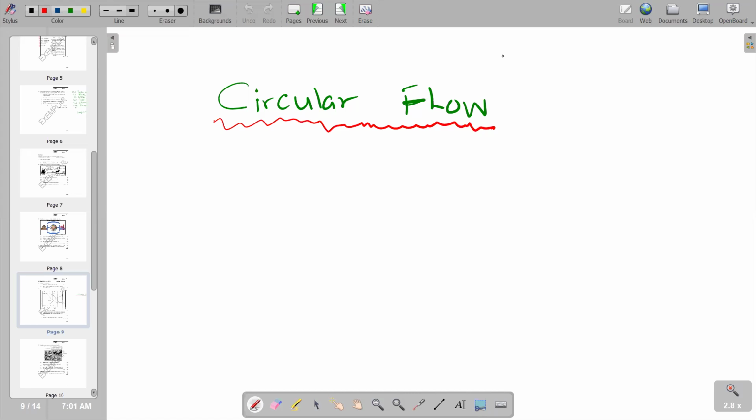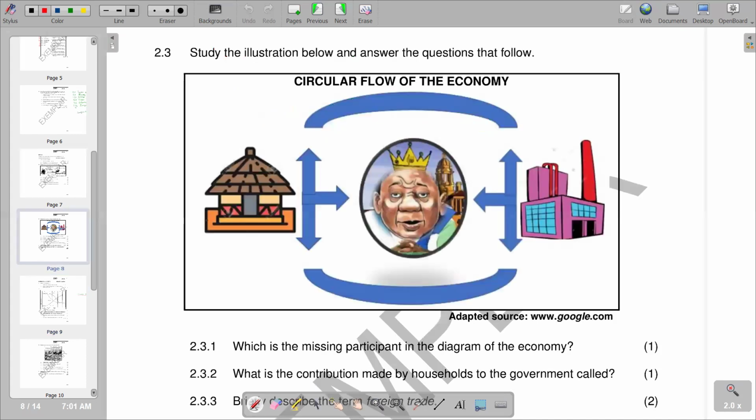As for this video, we are going to look at a past exam paper, a question paper that is asking on circular flow. So we have a question here, question 2.3 on that question paper. You are given a picture in terms of the circular flow of the economy.